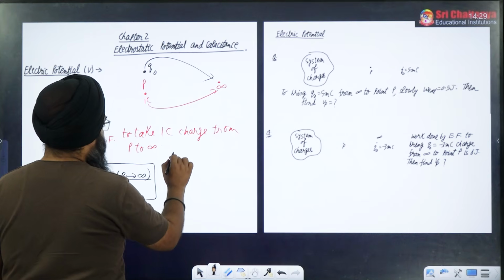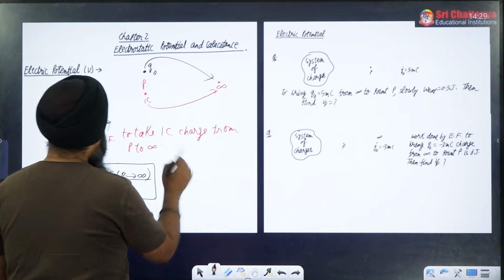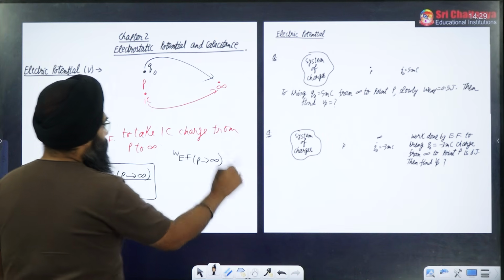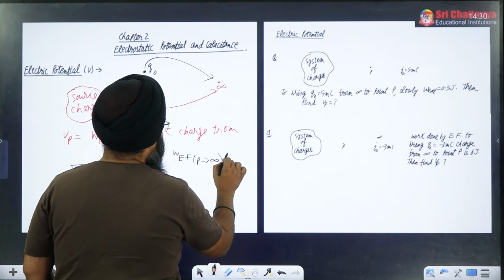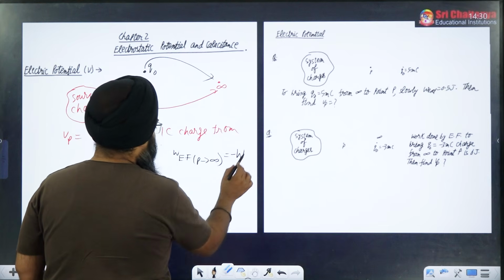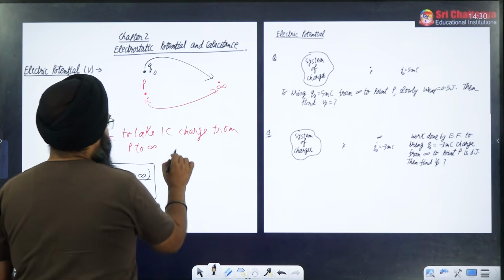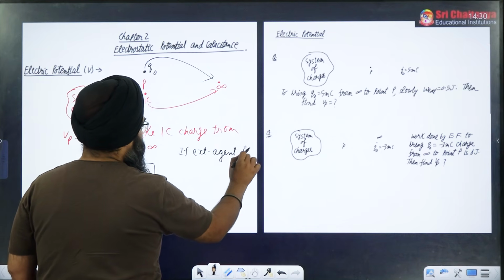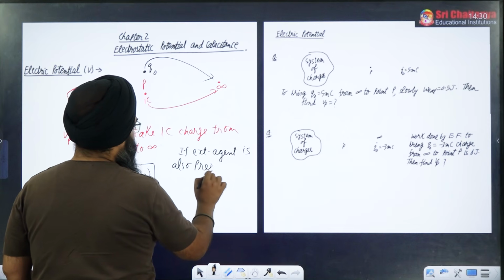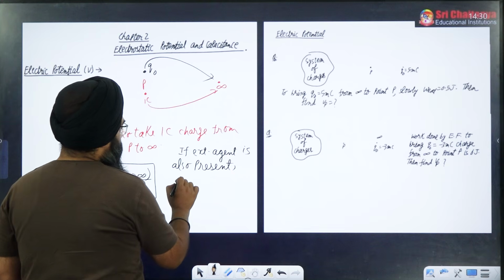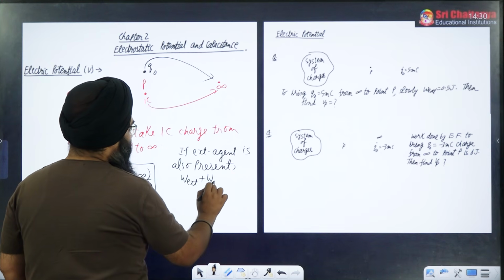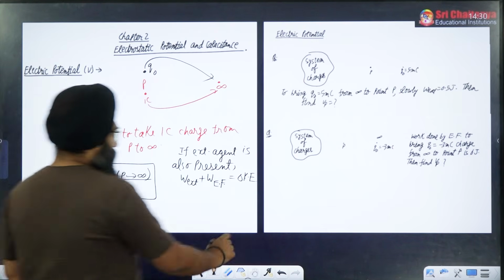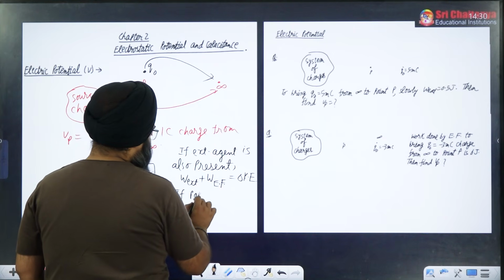Achha, one more thing, potential at point P can also be written in one more way. Whatever is the work done by electric field to take the charge from P to infinity, that can be written as the negative of work done by external agent. So if an external agent is also present, in that case, work done by external agent plus work done by electric field will be equal to change in kinetic energy.